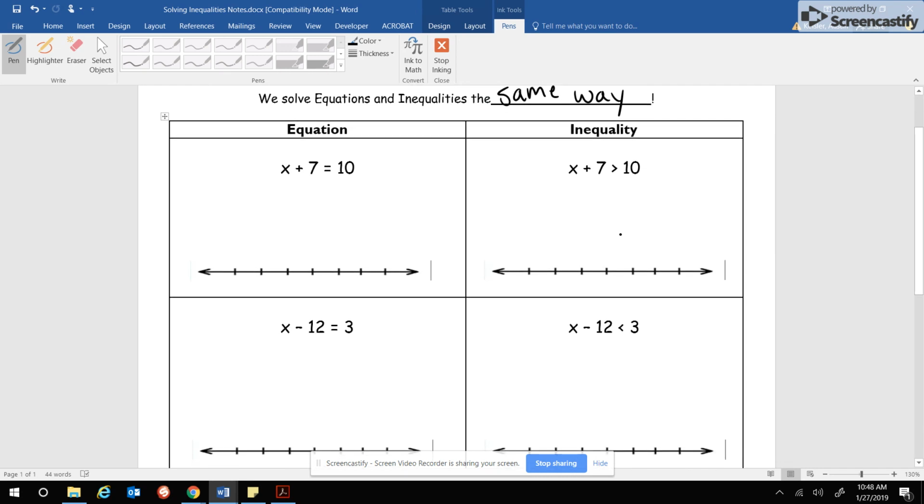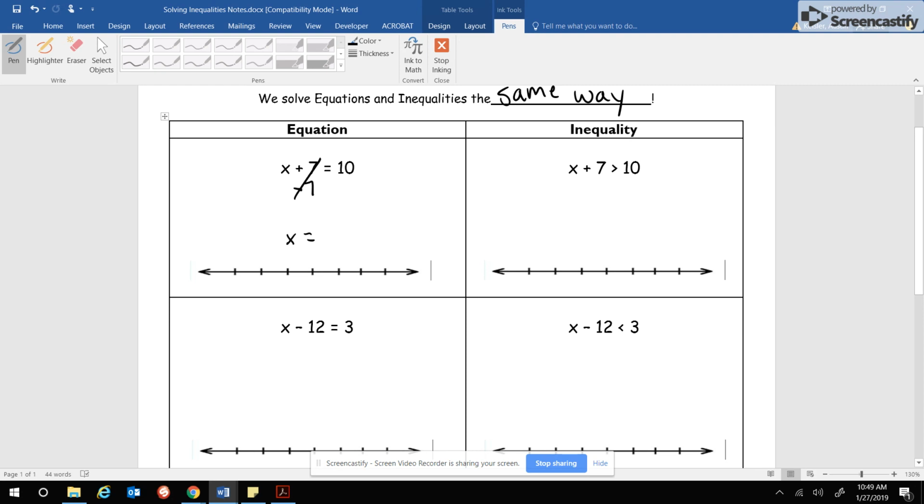So our first equation is x plus 7 equals 10. Well, if I was going to solve this, I know at the end my goal is to get x by itself, so I need to get rid of that plus 7. The way I'm going to do that, like we talked about last week, is the inverse. So the inverse of adding 7 would be to subtract 7. And we know 7 minus 7 gives me 0.